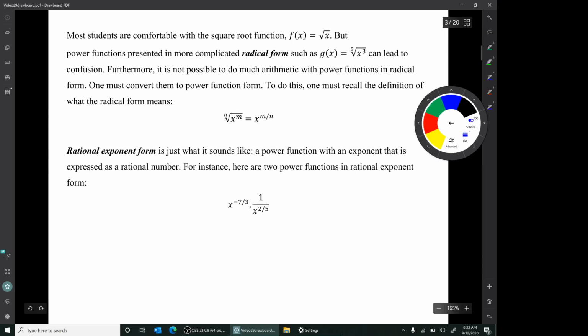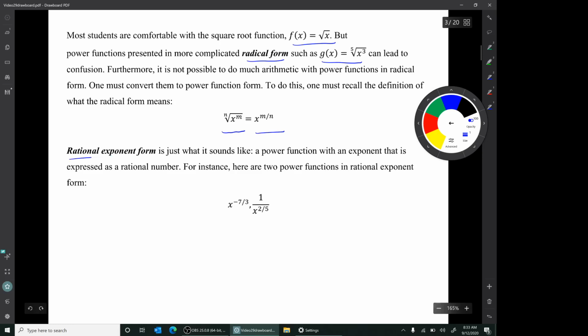Most students are comfortable with the square root function, f of x equals square root of x, but power functions that are presented in more complicated radical form, such as this, g of x equals the 5th root of x cubed, can lead to confusion. Furthermore, it's not really possible to do much arithmetic with power functions that are in radical form. You first have to convert them to power function form. To do this, you have to recall the definition of what the radical form means. The nth root of x to the m means x raised to the m over n power.